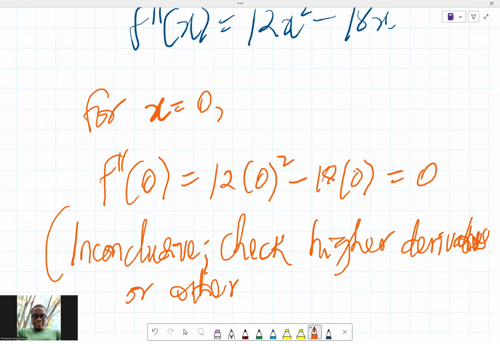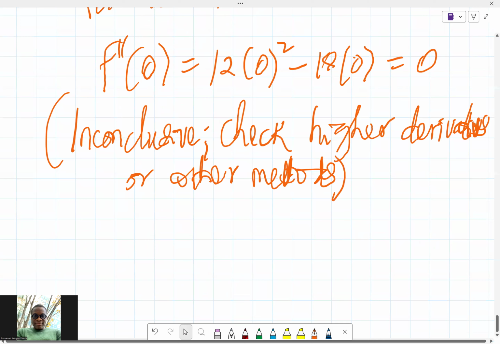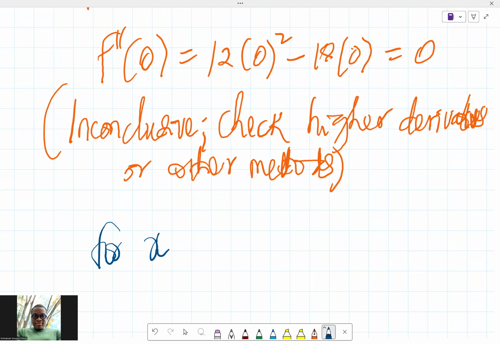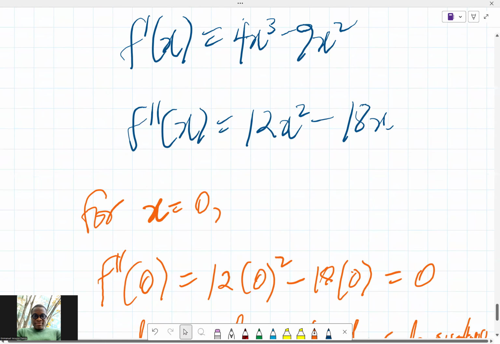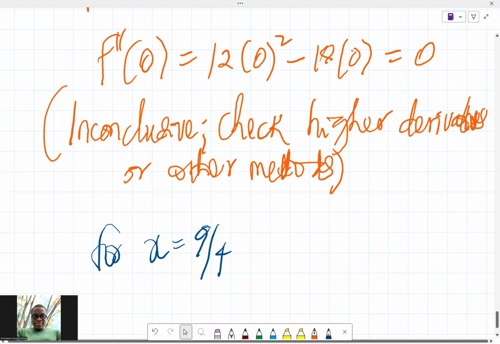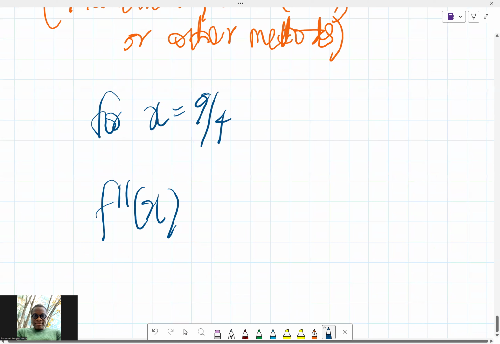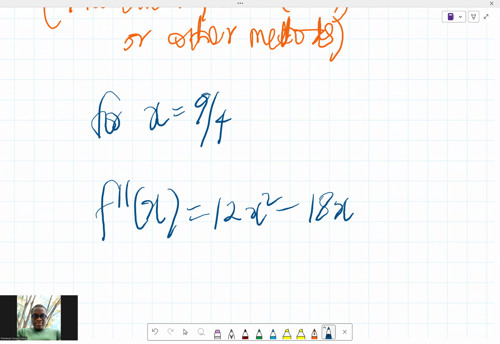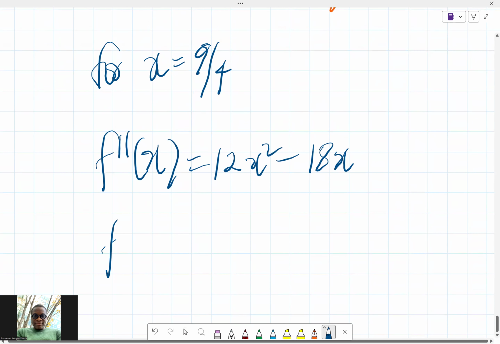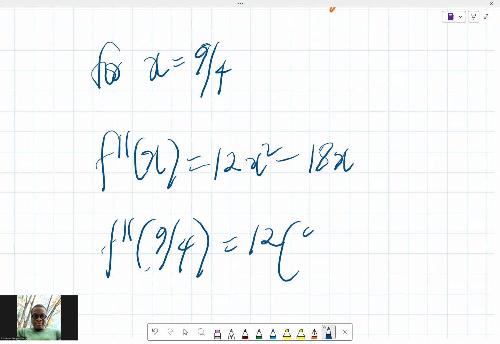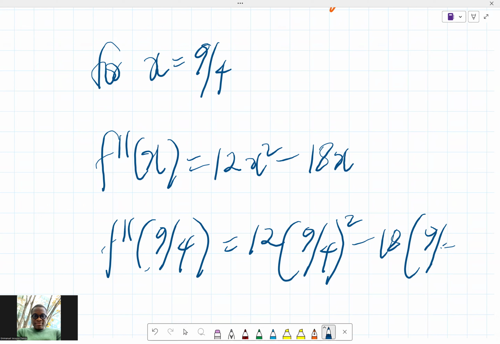For this particular zero, okay? So that goes. Then we can also check the other one. For x equals 9 over 4, the second derivative is f prime prime. We have f prime prime of x equals 12x squared minus 18x. So that means f prime prime of 9 over 4 is equal to 12 into (9 over 4) all squared minus 18 into 9 all over 4.